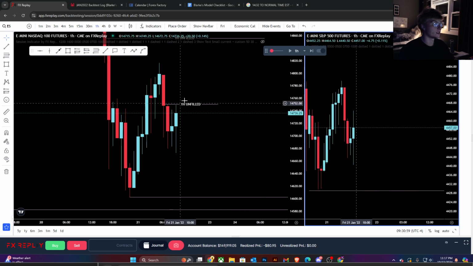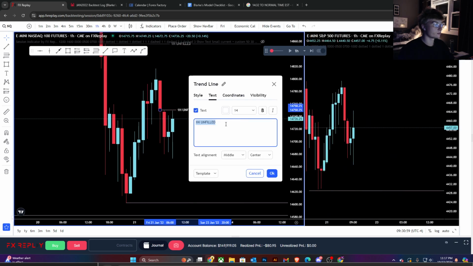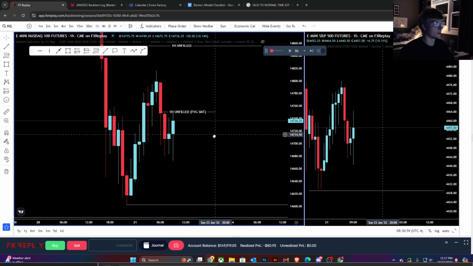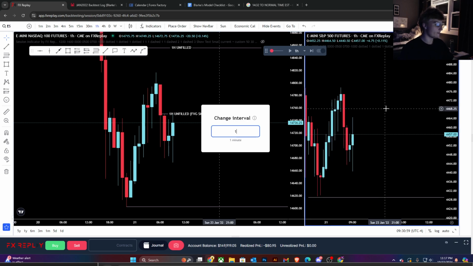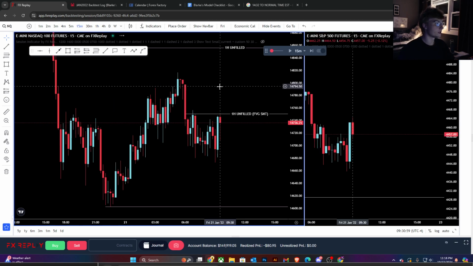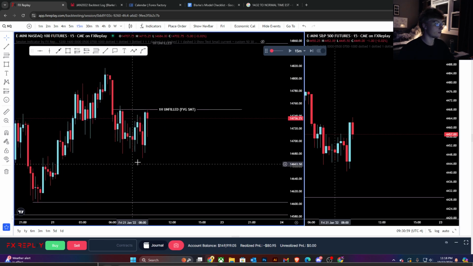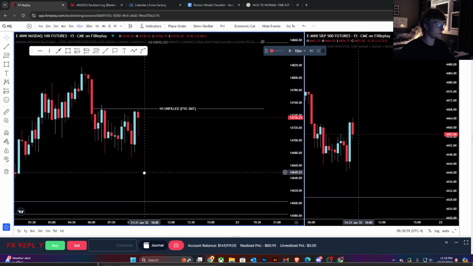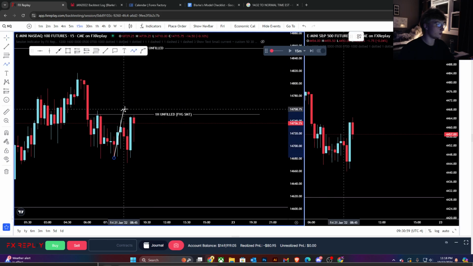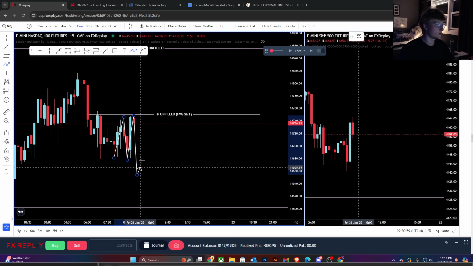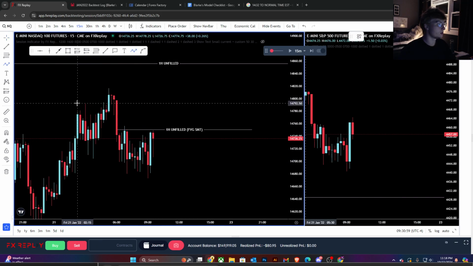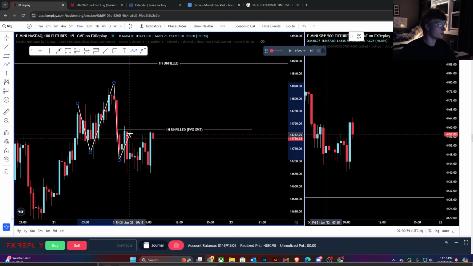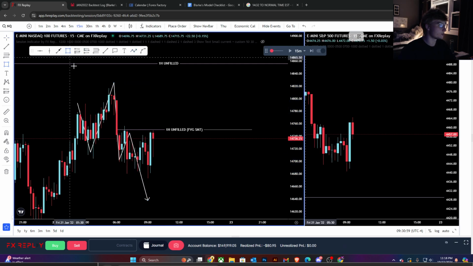But it looks like ES already tapped into this, so I'm not too worried about it. Oh, fair value gap SMT there. But yeah, 15 minute, let's see what's going on. Low, high, lower, low. Potential bearish breaker, but what is this? High, lower, low. Holding this bearish breaker area here.